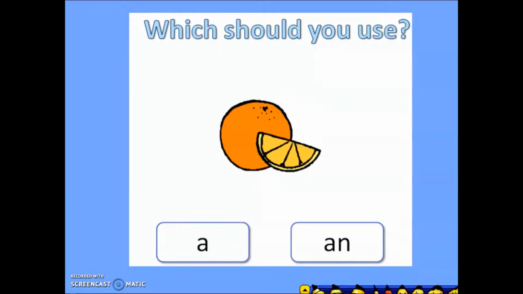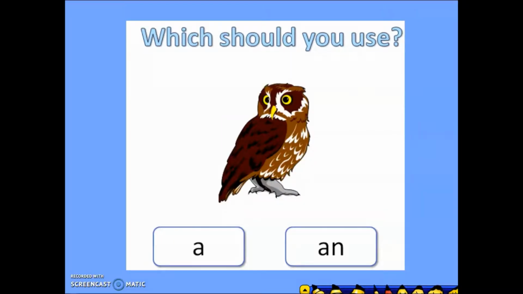Orange. A or an? An orange, because orange begins with an O, which is a vowel. Owl. Think about what letter it begins with. Begins with an O. O is a vowel, so it has to be an owl. Well done if you got those correct.